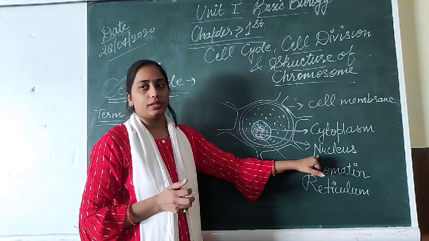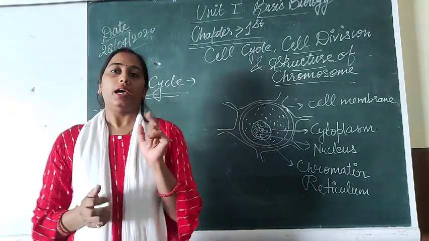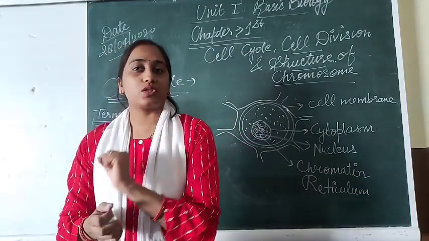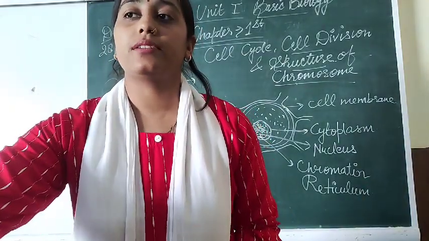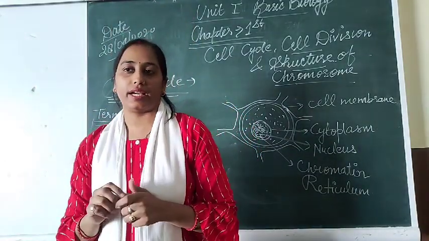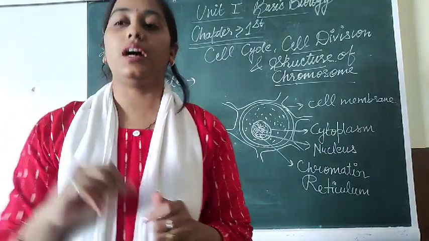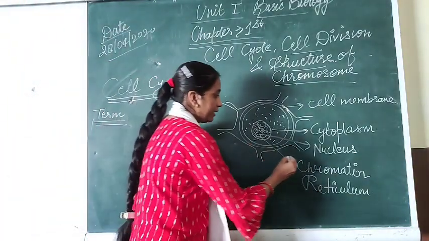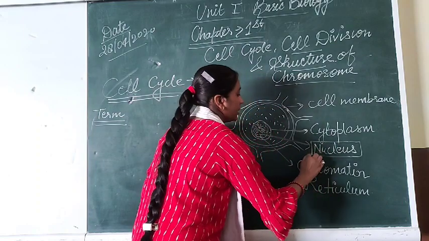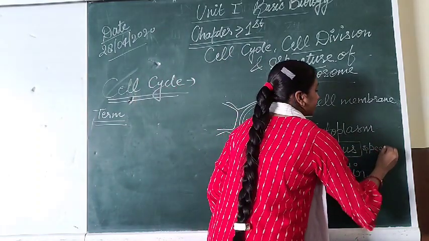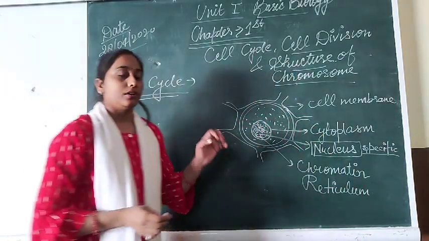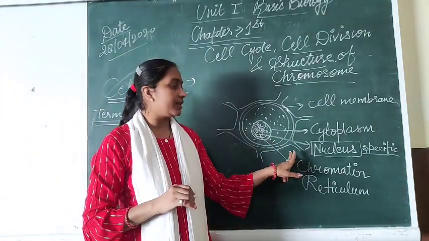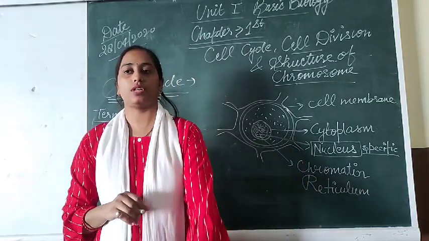So the next point is nucleus. What is the main function of the nucleus? In 9th standard we have studied that the nucleus is also known as the brain of the cell. Why is it known as the brain of the cell? Because it controls all the metabolic activities of the cell. So here we will understand that this nucleus is specific, and without this nucleus cell division is not possible. We can say that only with the help of this nucleus cell division gets started.